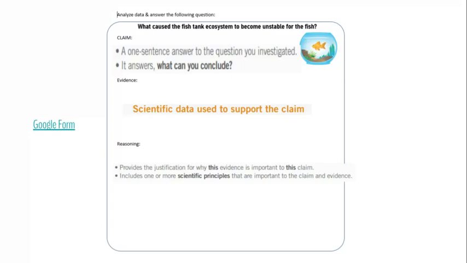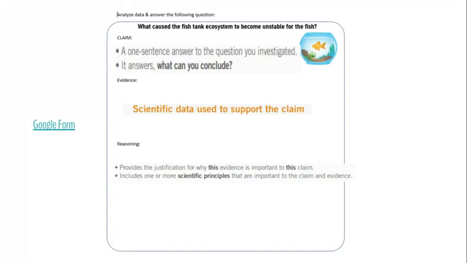And then the last one is our reasoning. And so that's putting together kind of a justification for why this evidence is important to the claim. So your evidence should support and back up your true statement of what you learned. And this might be where you also include some scientific principles to put those two pieces together.